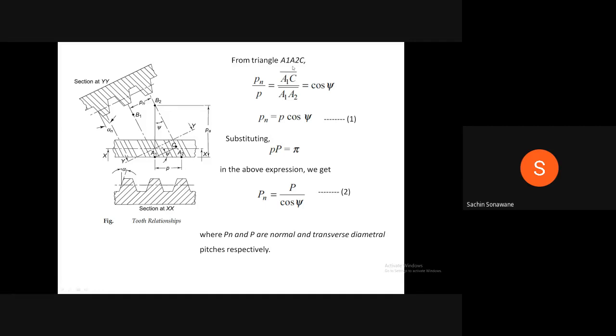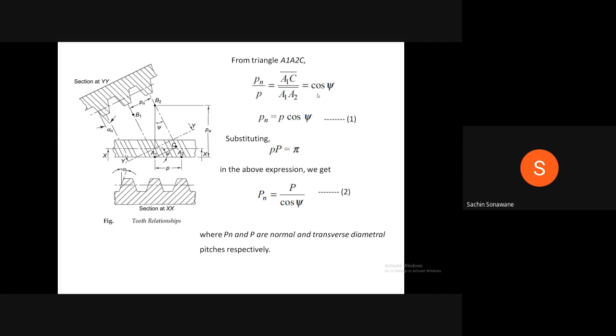From triangle A1A2C, what are we getting? See this, in triangle A1A2C, cos psi is equal to A1C divided by A1A2. A1C is nothing but Pn, divided by P. Therefore, Pn divided by P is equal to cos psi. Therefore, Pn is equal to P cos psi. Equation 1.